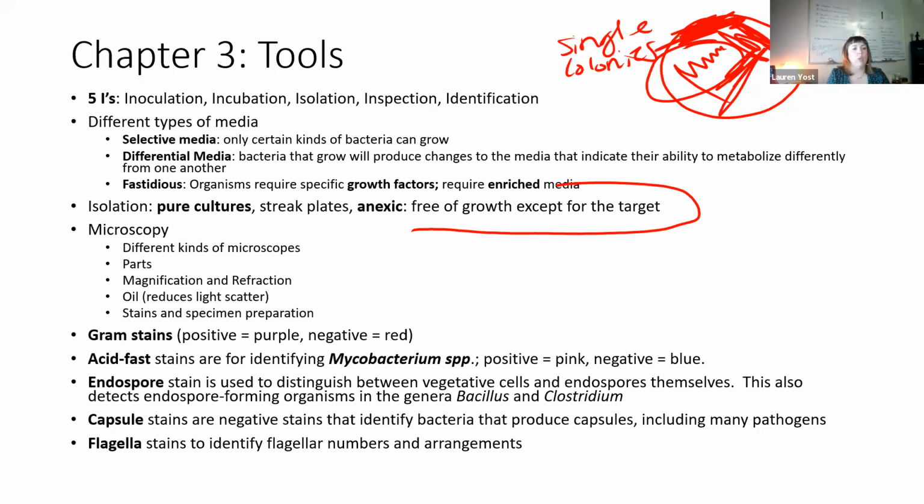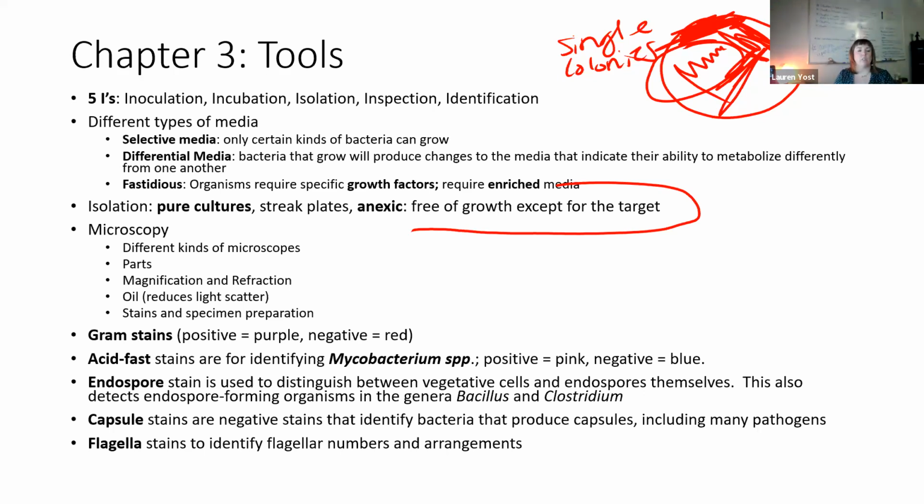Oil. We add oil at our 100x on our light microscopes. The oil is there to prevent light scatter and improve the image. So we can see things a little bit more clearly because the oil, the glass of the slide, as well as the lens itself have similar properties, whereas air is considerably different from the glass. So it leads to light scatter, and the oil will reduce that.